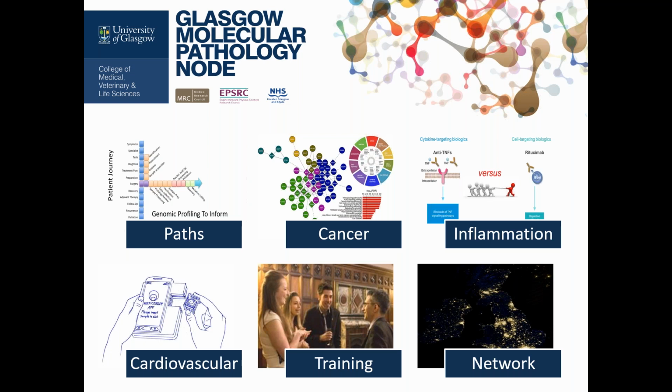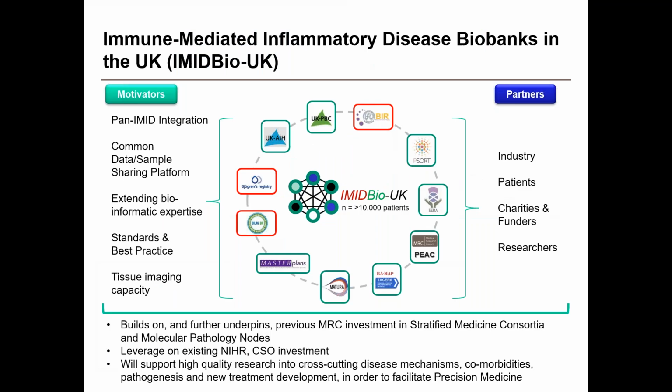And Ruth there has been emphasising what we've achieved through collaboration and what can be leveraged. And I'll just show you more with the next slide, please. So this is one example of what's been achieved, linking in with the nodes, but also much more with the wider investment by MRC and wider funders. So the IMID Bio is a biobank on immune-mediated inflammatory disease, and it has built on the investment through the Stratified Medicine Consortia, as well as with the molecular pathology nodes.